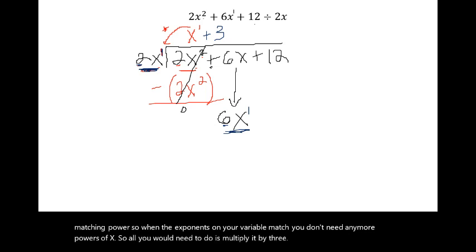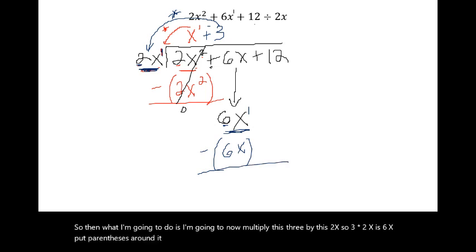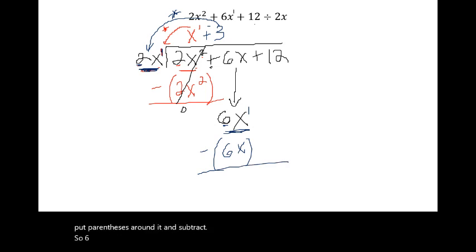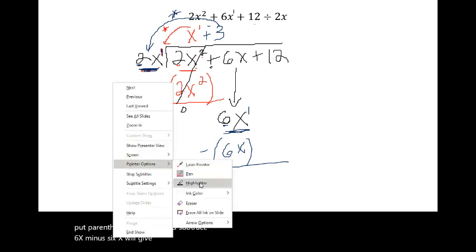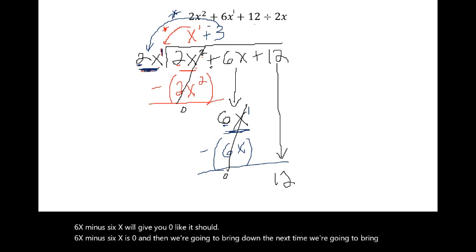So then I'm going to multiply this 3 by this 2x. So 3 times 2x is 6x. Put parentheses around it and subtract. So 6x minus 6x will give you 0, like it should. And then we're going to bring down the next term. We're going to bring down that positive 12.